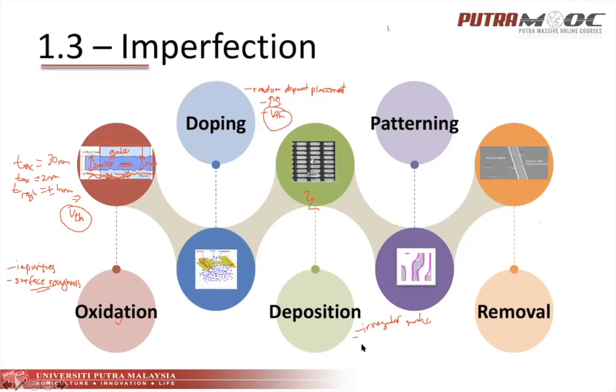What kind of parameters could it affect if you have an irregular surface? A thickness problem? Okay, it's a thickness problem, yes. But I'm asking what kind of parameters. For example, here we have threshold voltage. So for deposition, what kind of parameters can be affected? Is it COX? Do you want to explain further? Okay, all right. So COX.